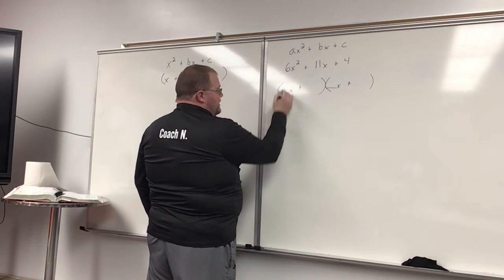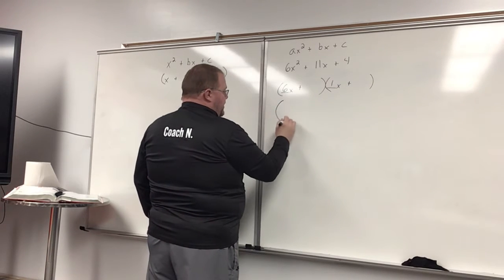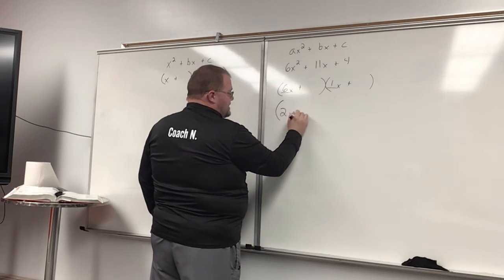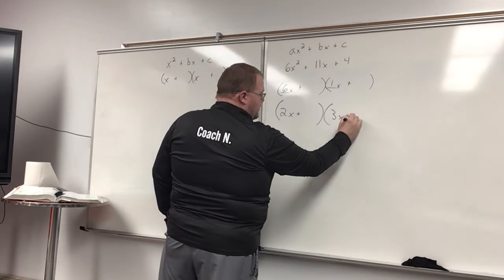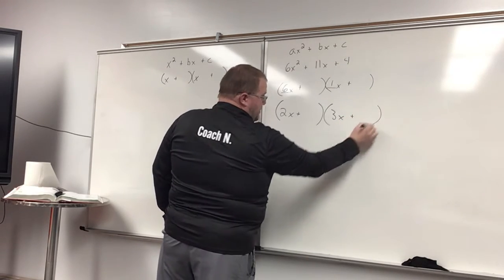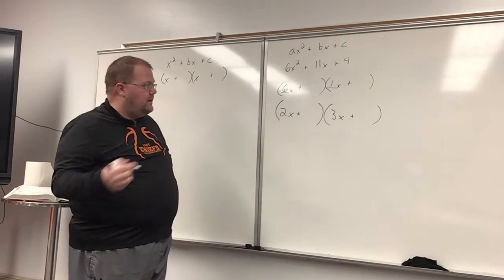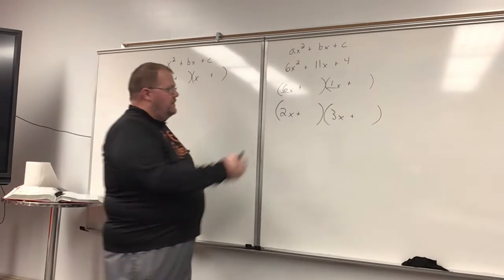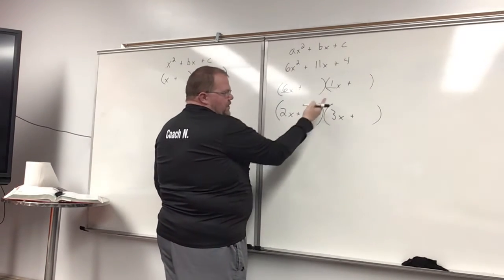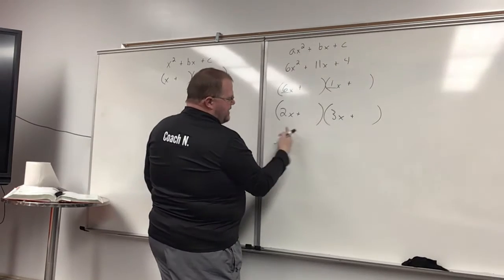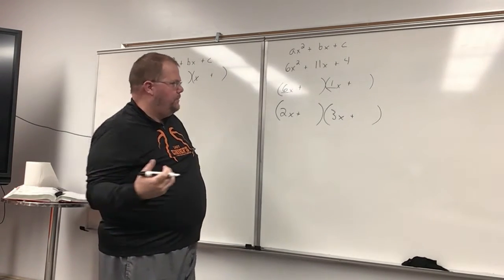We could have 6 and 1. We could have 2x plus something times 3x plus something. We don't know what those will possibly be yet, right? How do we go to that next step? So these are our choices. Since this is positive and that's positive, we only have to worry about 2. Could we flip these around and say this is 3x, this is 2x? Yes. Do we need to? No.